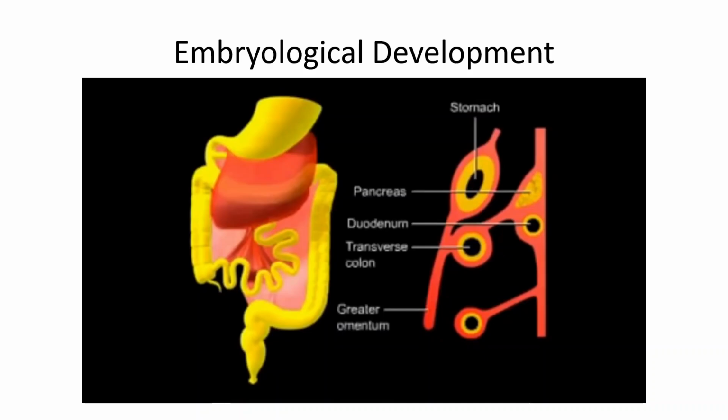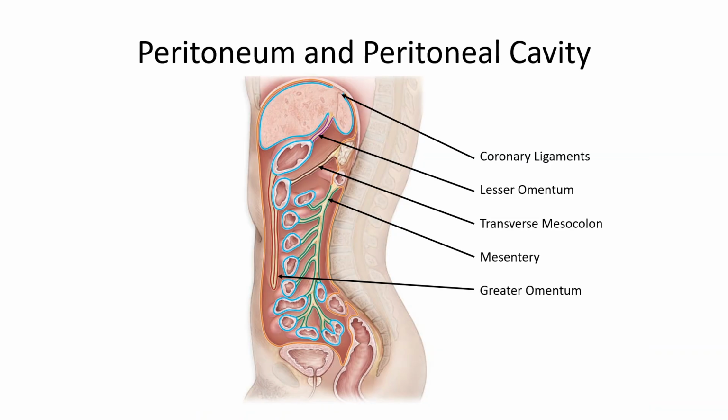As development continues, the four layers merge together to form a single fused layer. At the same time, the mesenteric stem fuses into the transverse mesocolon. This provides us with an understanding of the fully developed arrangement of the abdominal organs, as well as the peritoneal reflections that hold them in place.